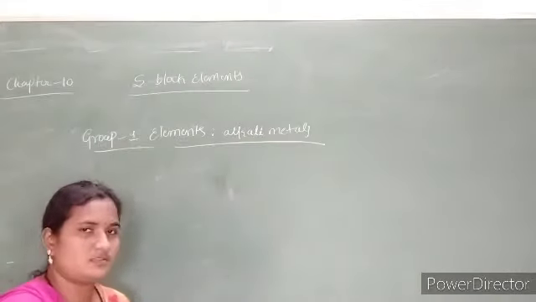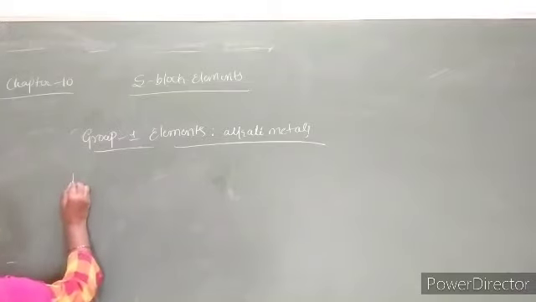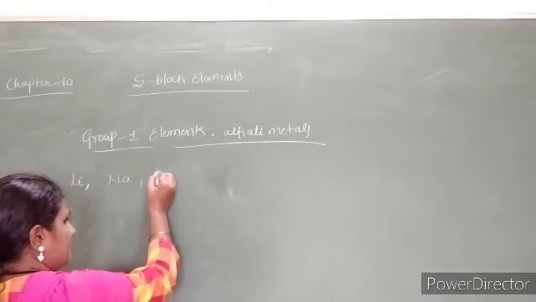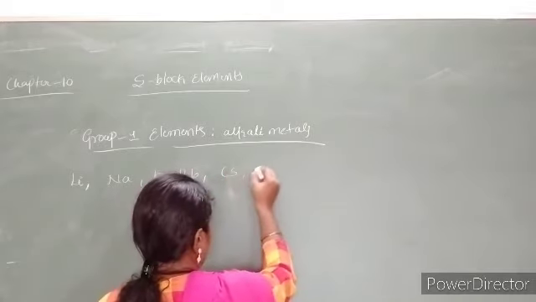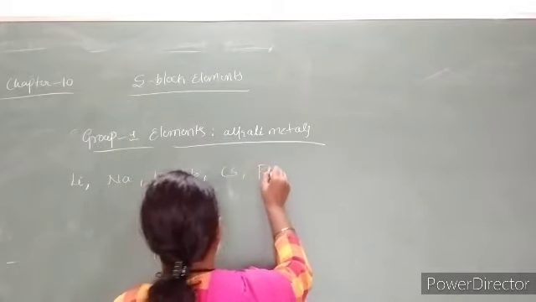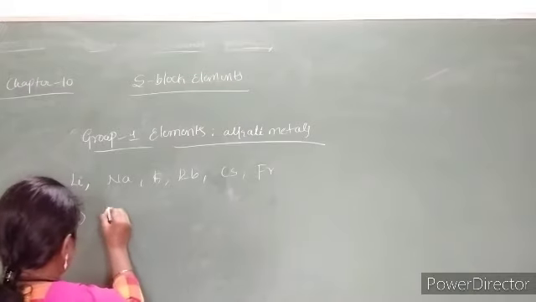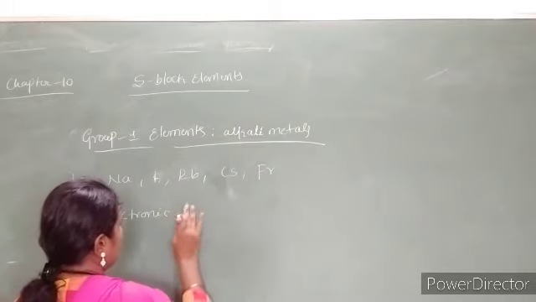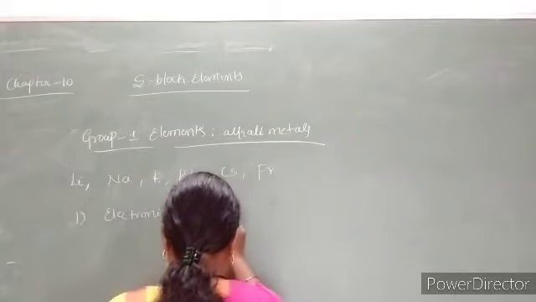First we will discuss group 1 alkali metals. These group 1 alkali metals include lithium, sodium, potassium, rubidium, cesium and francium. So these are the 6 elements belonging to group 1. In that, we see the electronic configuration of group 1 elements.